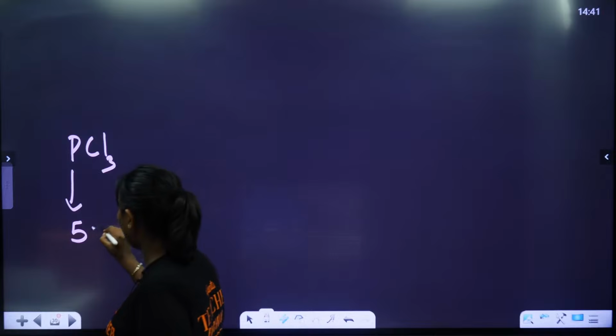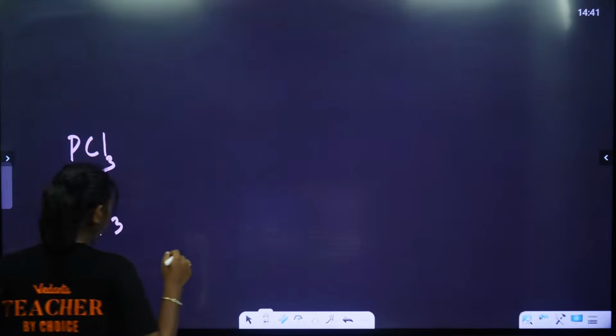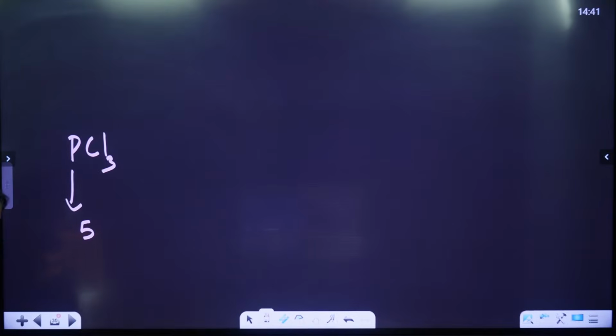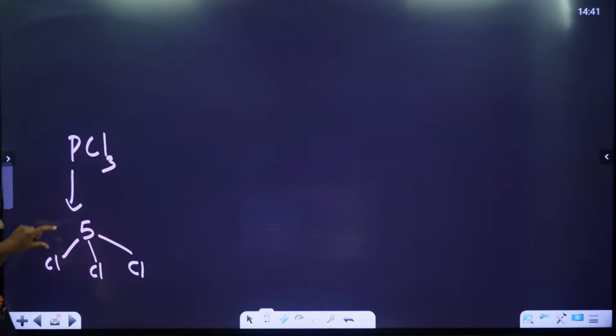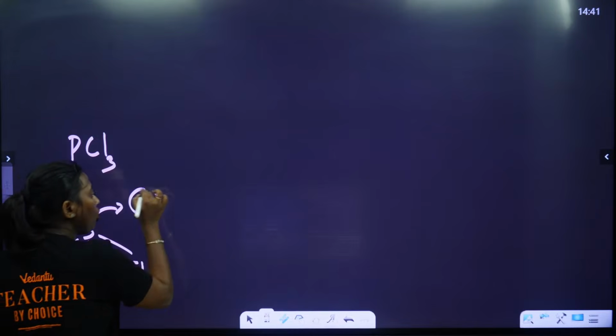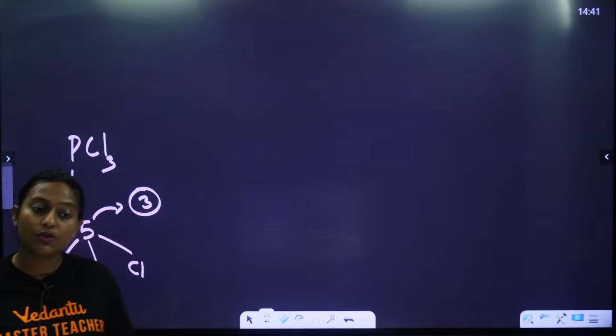So phosphorus is bonding with 3 other atoms. From the 5 valence electrons, phosphorus is bonded with 3 chlorines. One electron of phosphorus is bonded with one chlorine, another electron with another chlorine, and another with the third. So 3 electrons of phosphorus are bonded with chlorine.